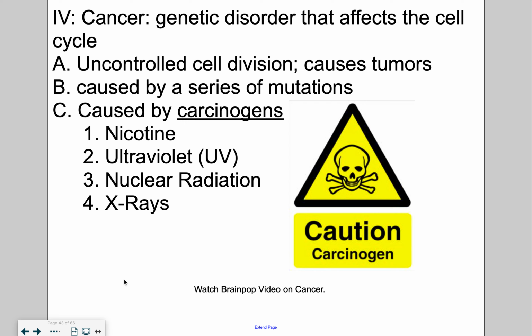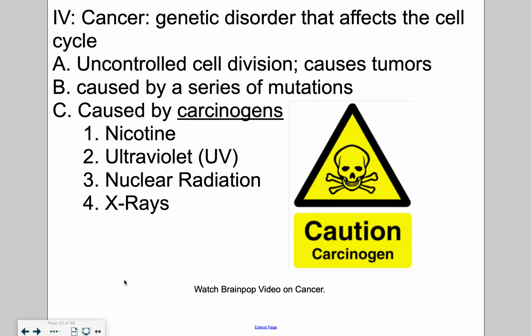Okay, so today's lesson is really on cancer, which is tied into mutations. Cancer is a genetic disorder that affects the cell cycle. In fact, all cancers have one thing in common, and that is uncontrolled cell division or cell growth. And as a result, they develop tumors. If you know someone that had cancer and they had a lump and then went in to get it removed, what they were removing was the tumor.